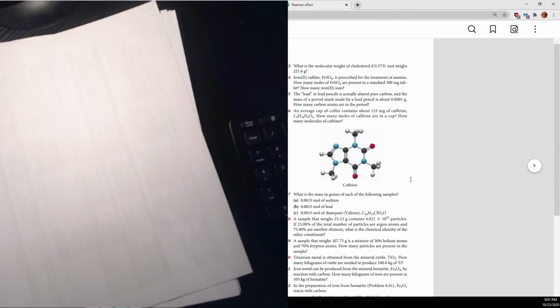56. An average cup of coffee contains about 125 milligrams of caffeine. How many moles of caffeine are in a cup? How many molecules?